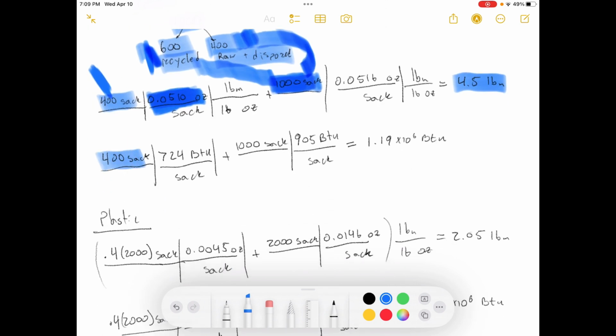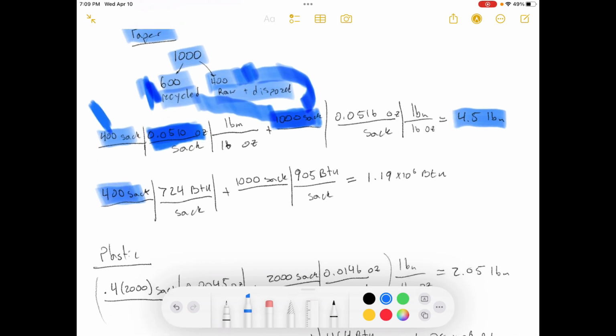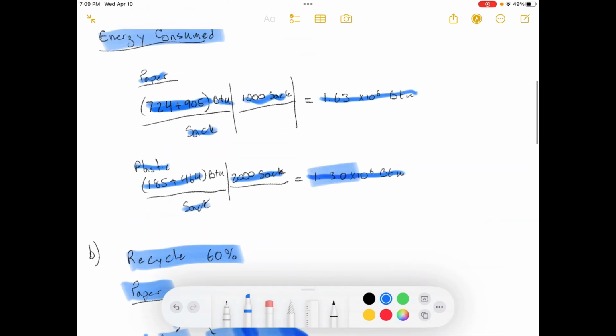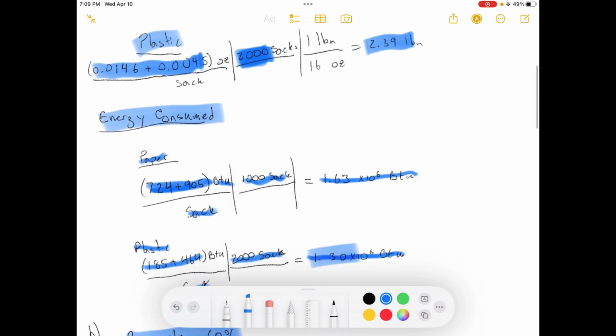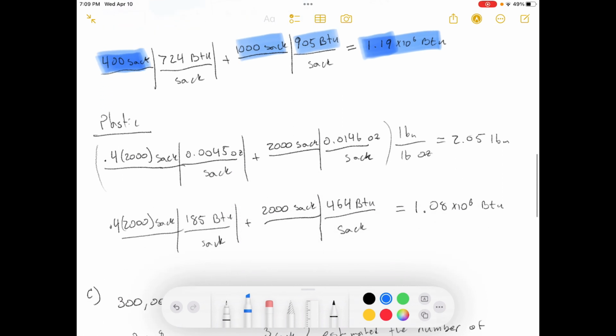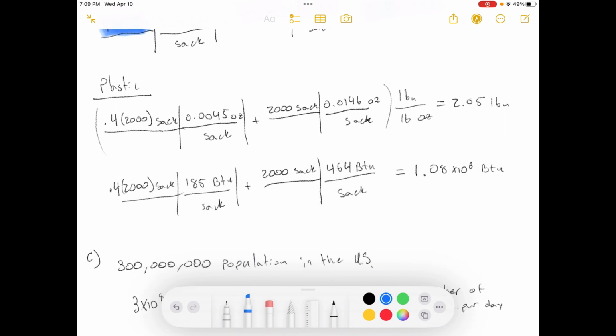You do the same thing, but this is just for paper, this is the energy production. So 400, 1,000 for sack production and use, okay? A little bit less than what we had before. There we go, 1.63, 1.19, okay? A little bit less. Not that much less, a little bit less, okay. Plastic, same thing. You have 0.4 times 2,000, 2,000, okay.